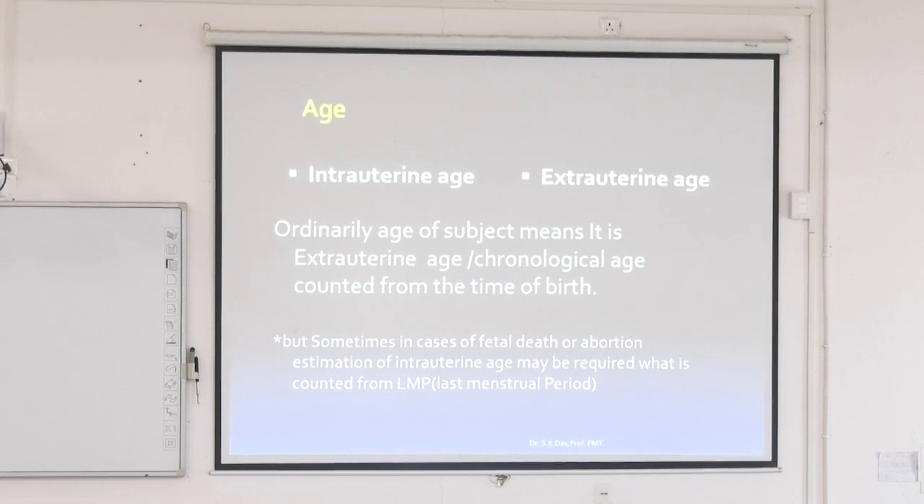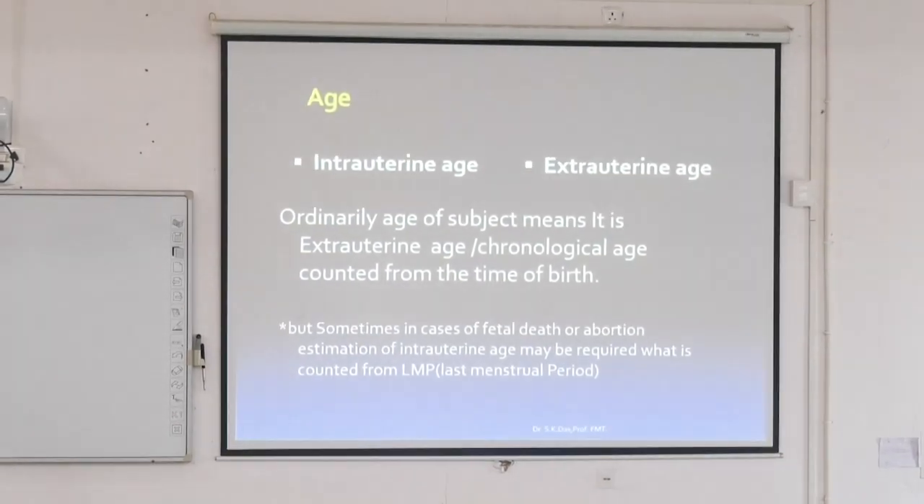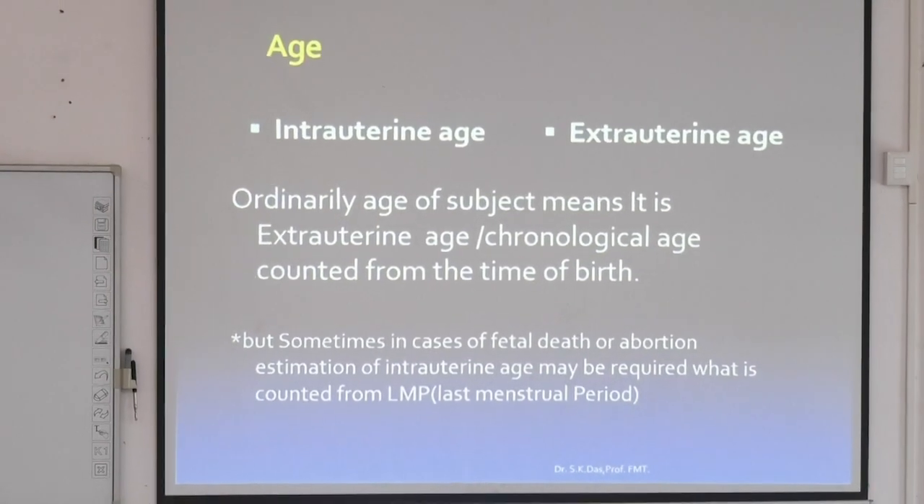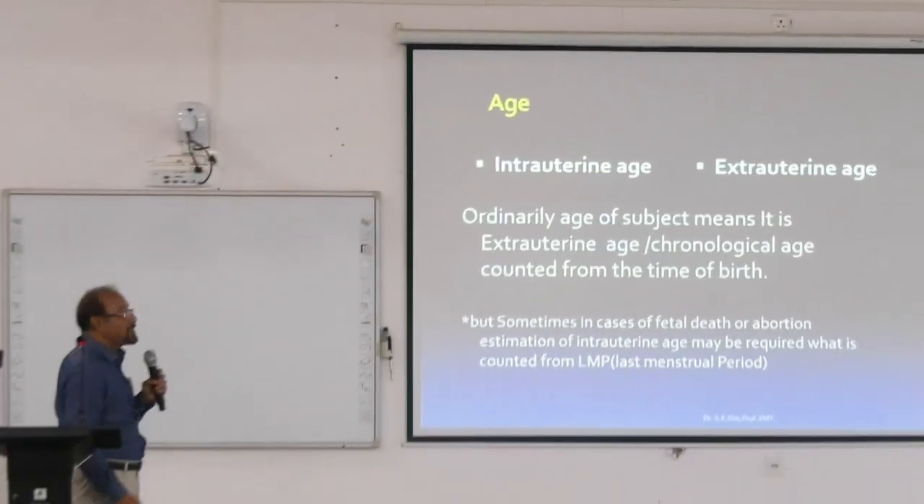So what I said is the chronological age of a person, that is, a person's age since birth. But there is another age that is medical legally very important, that is in the womb. Because so-called biological life starts with the zygote formation. So that is the intrauterine age. You will have to assess that age in many cases. So intrauterine age, extrauterine age. But ordinarily, age of the subject means extrauterine age.